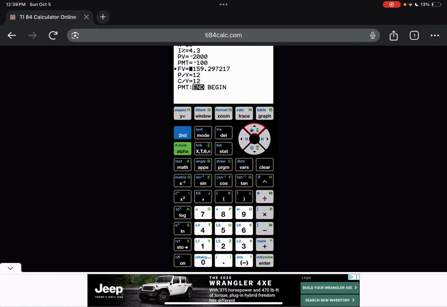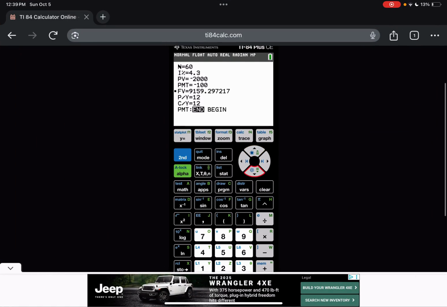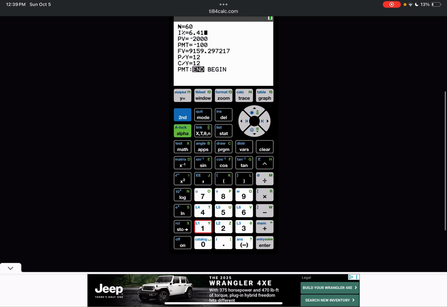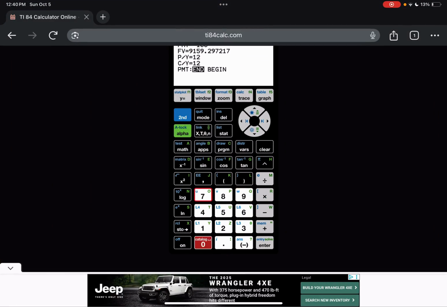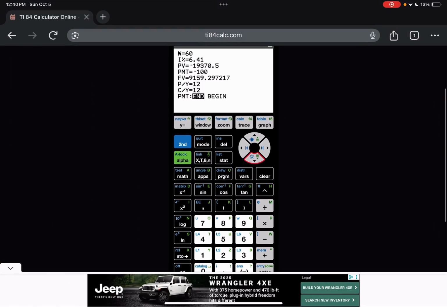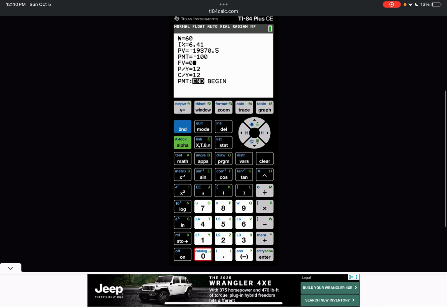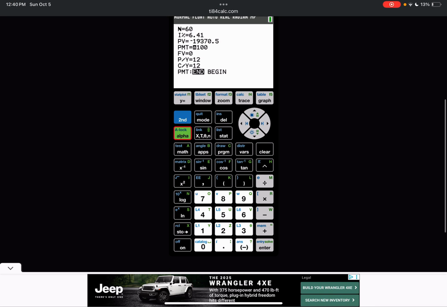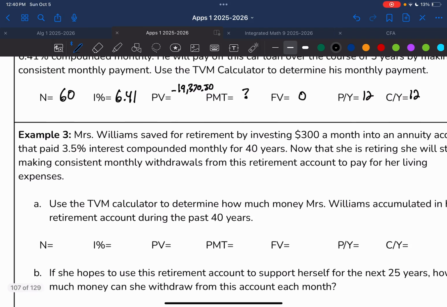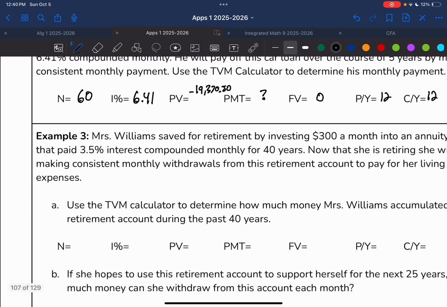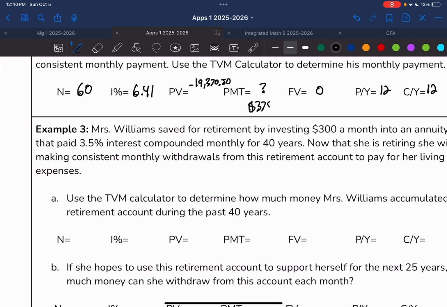And let's go in here. Still at 60. Change this to 6.41. Change this to negative 19,370.50. The payment, that's what we're trying to figure out for a future value of 0. And if we do alpha enter, we see that Mr. Ninto needs to pay $378.19 a month. So $378.19 per month.